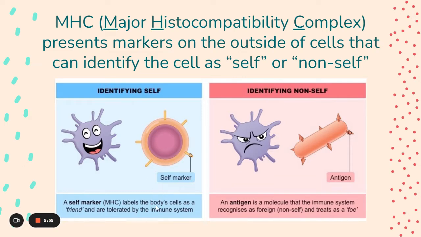So a self marker will label the body cells as being okay and good to go, and those are tolerated by the immune system. And then conversely, if there's a molecule on the outside of a cell that our immune system doesn't recognize, this we would call an antigen. So this is something that will trigger a response in the immune system and be recognized as something foreign that the immune system will then try to deal with. So cells with a self marker should be ignored by the immune system essentially, whereas cells with antigens on the outside should be triggering some kind of immune response.